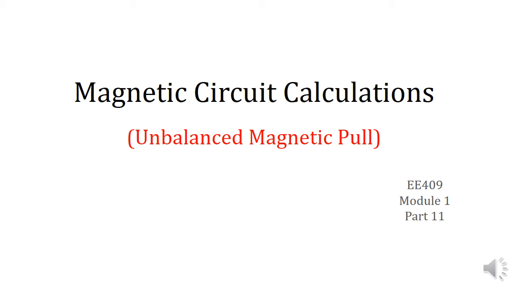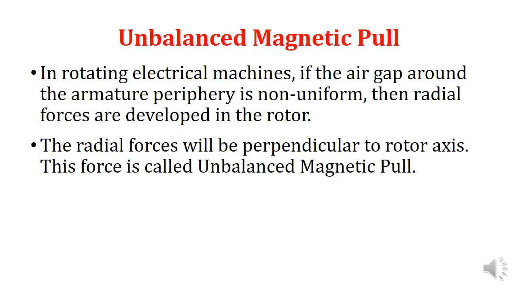In today's lecture, we will be discussing the unbalanced magnetic pull and its effects in electrical machines. Let's see what is unbalanced magnetic pull. In rotating electrical machines, if the air gap around the armature periphery is non-uniform, then radial forces are developed in the rotor. The radial forces will be perpendicular to the rotor axis, and this force is called unbalanced magnetic pull.